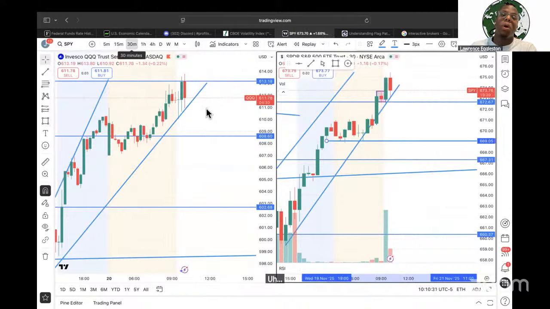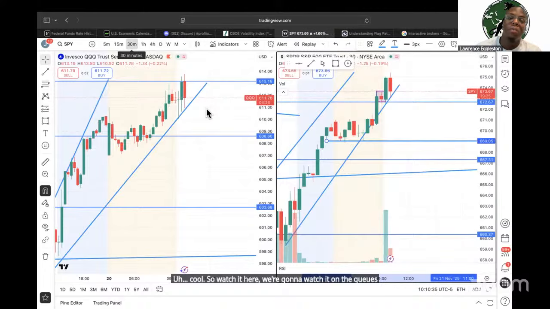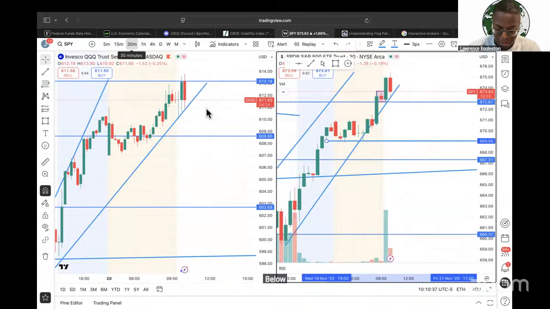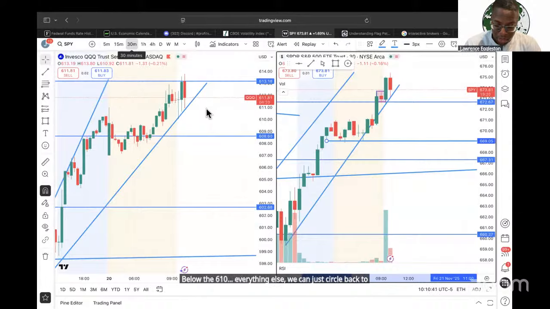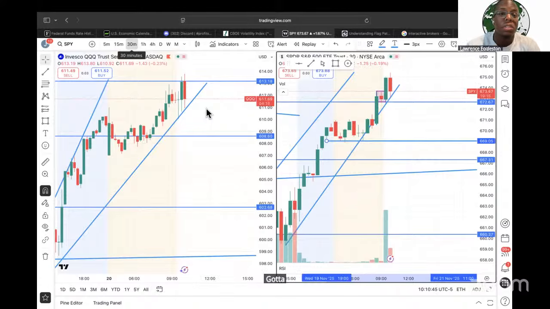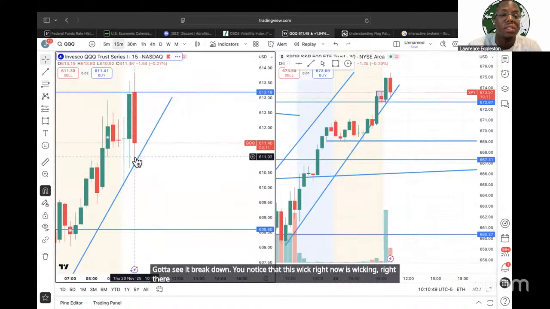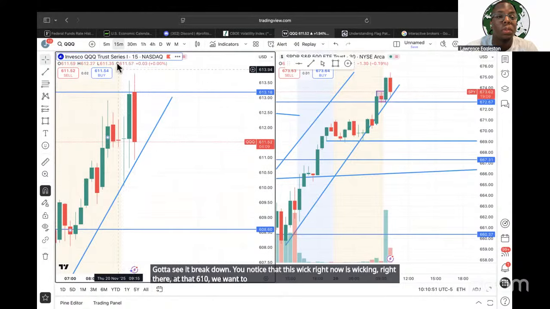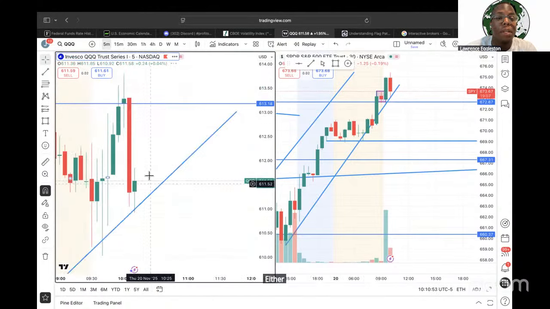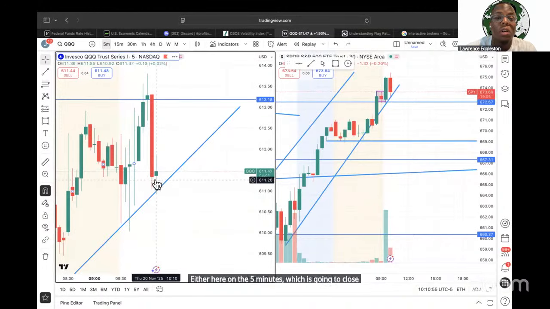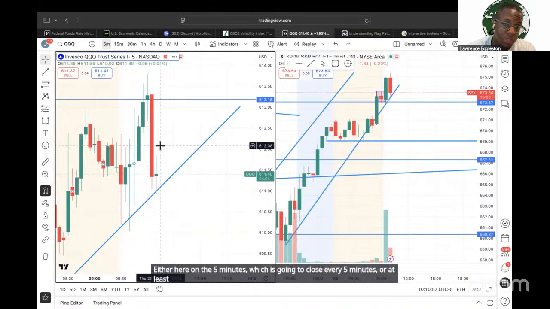Cool. So watch it here. We're gonna watch it on the Qs, and we can see a breakdown below this 610. Everything else we can just circle back to. Gotta watch it there, see that breakdown. You notice that this wick right now is wicking right there at that 610. We want to see a candle close below, either here on the 5 minutes, which is going to close every 5 minutes, or at least on the 15 minutes, which is going to close every 15 minutes.